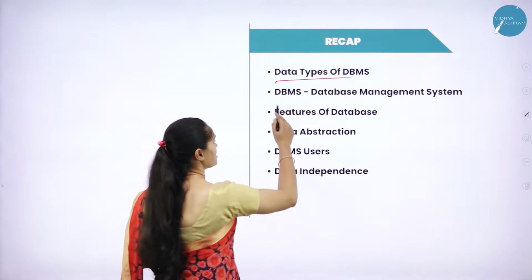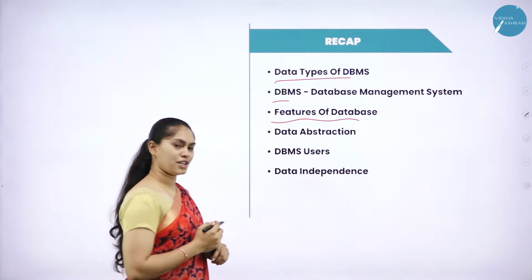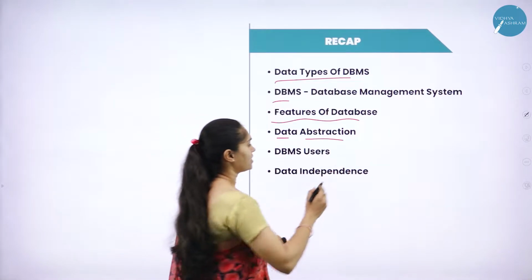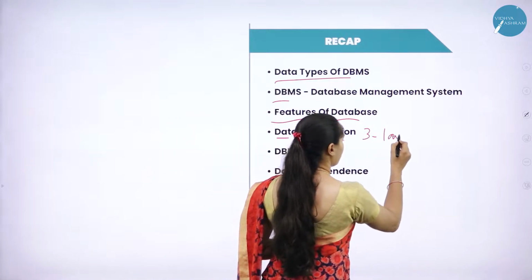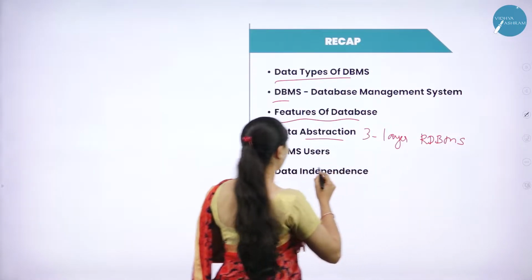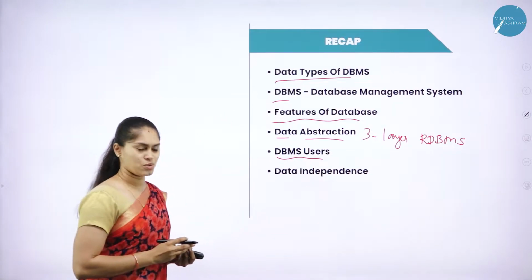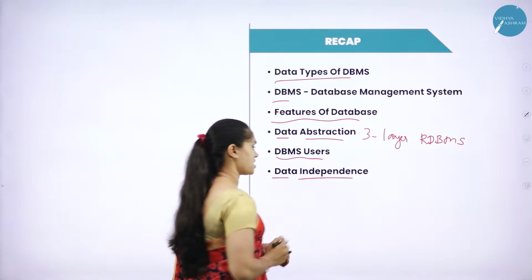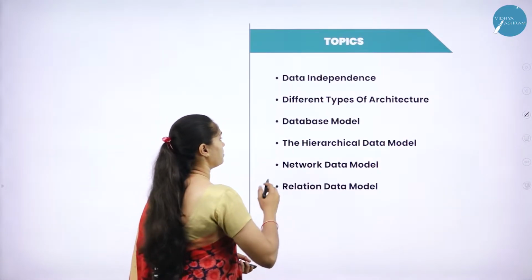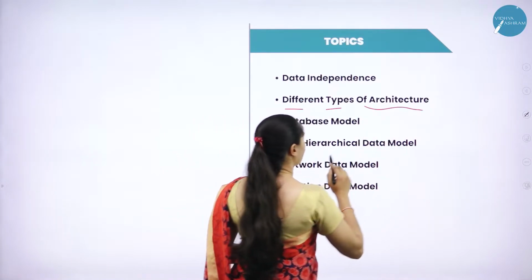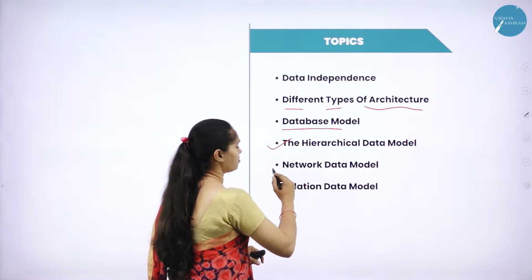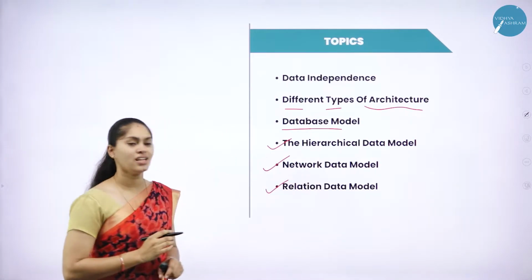And we also discussed the features of a database and learned about data abstraction. What is another name for data abstraction? That is the three-layer RDBMS architecture. And we also discussed the DBMS user and data independence. So in today's session, let me continue with data independence. Along with that, we will be discussing the different types of architecture and database models. In the database models, we have the hierarchical model, network model and relational data model.